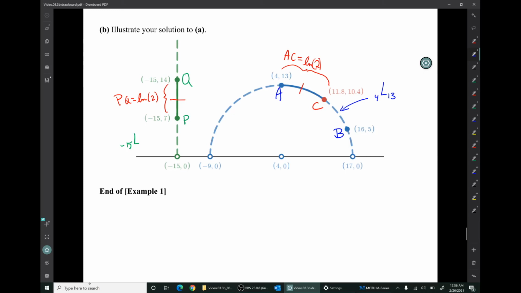Notice that I've labeled the center of that semicircular shape, and I've labeled the missing endpoints with their xy coordinates. The missing endpoints are down on the x-axis, so their y coordinates are 0. All those points have y coordinate 0. These points are 13 units apart because that circle has radius 13.